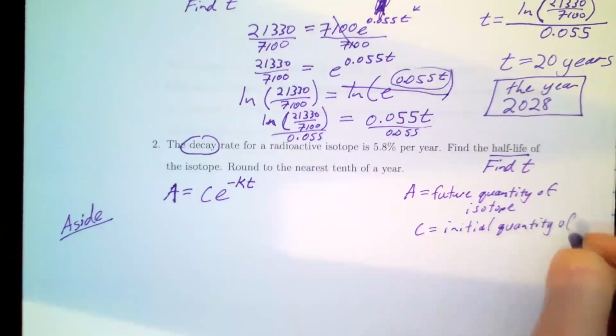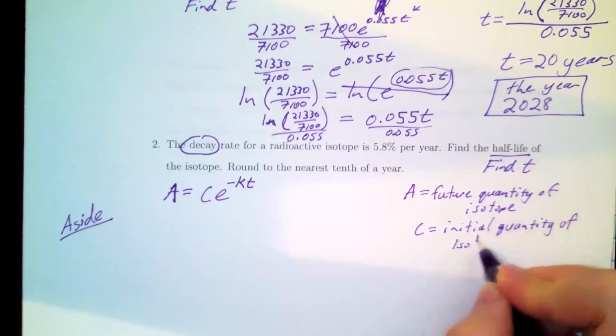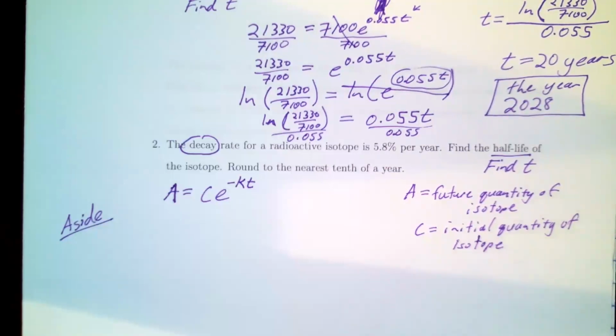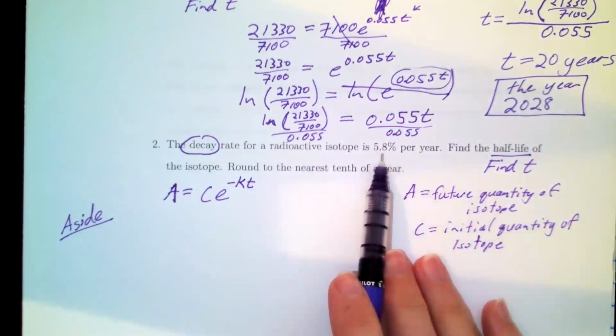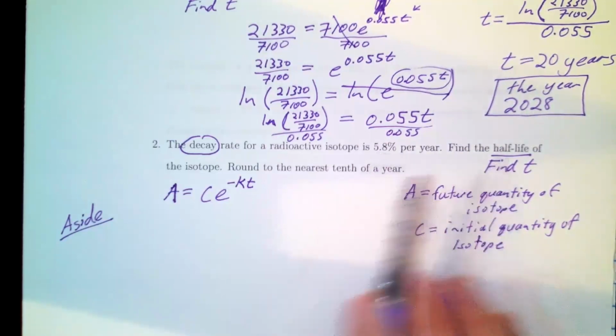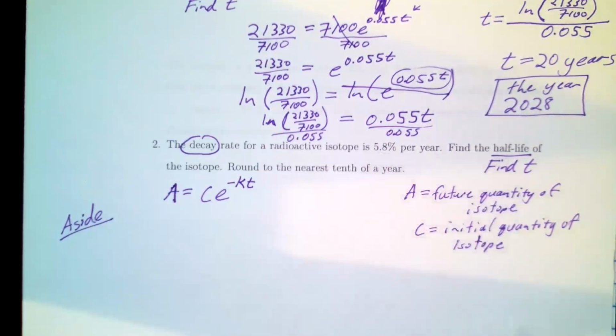The problem with both of that is that they didn't tell me how much of the isotope I started with. They didn't say I had 2 grams of the isotope or 2 pounds or whatever. They said that it decays at a rate of 5.8% per year, and they wanted me to find how long it takes for half of it to be left. They didn't tell me how much I started with to know what half of that would be. So they kind of put me in a pickle here.